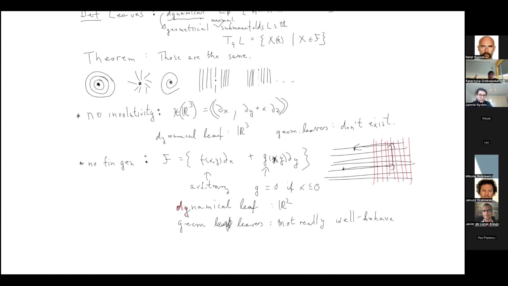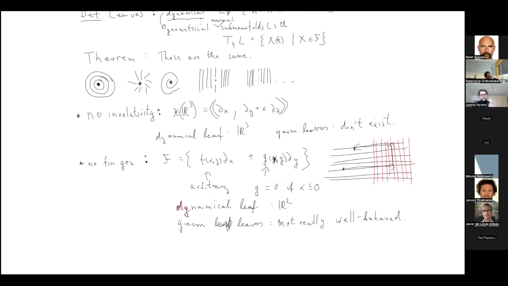May I make a comment, please? Yeah, of course, please. For the second example, the dynamical leaf exists, and it's the whole R2, but you have to define this action not by flows at 1, but flows at any times, positive and negative. In other words, you consider the action of the group of local diffeomorphisms, local flows if you want, and then it's always a submanifold. That's a theorem of Sussmann as well. So there exists a geometric leaf if you allow going backward and forward in time along your vector field.